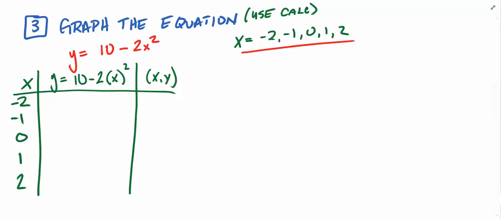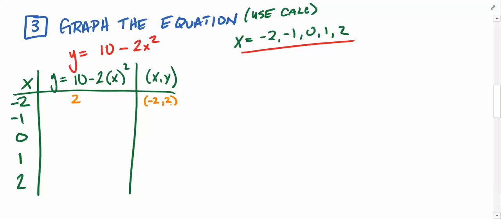We're going to do the first one by hand, and then we're going to do the other 4 points using the calculator. And I want you to be able to use the calculator. So let's do this one by hand. If I plug in a -2, what's -2 squared? 4. What is 2 times 4? 8. And then what's 10 minus the 8? 2. So I'm getting a value of 2 here. So what would be the ordered pair that would coincide with this? -2, 2. Very good.